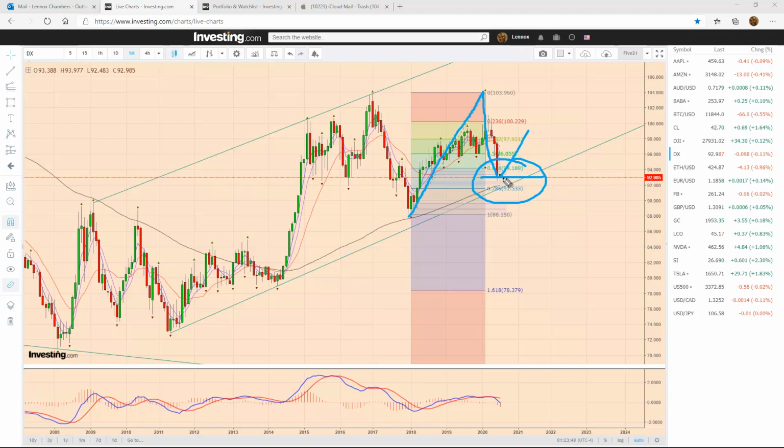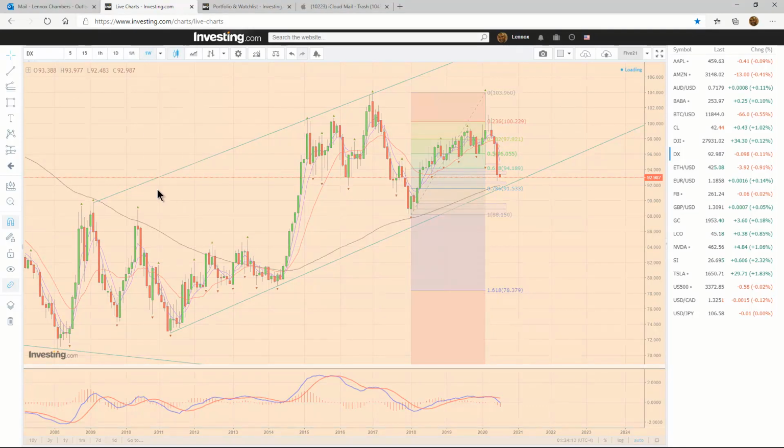Of course, we could go lower. We could touch that trend line here. We could also break through and go back down to a 100% retrace. So a couple of scenarios, but the expected move at this point would be to the upside. So let's take a closer look and see what is going to develop here. So that's the monthly. Let's drop down to the weekly time frame.